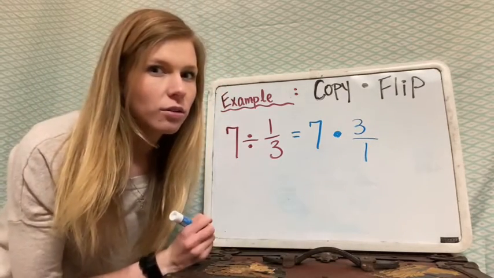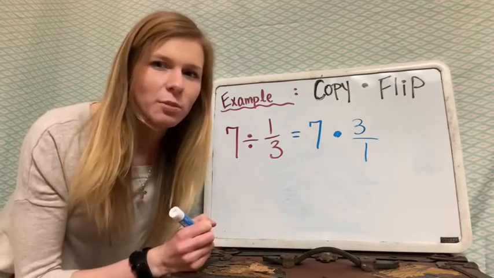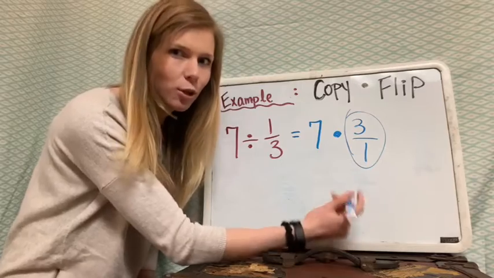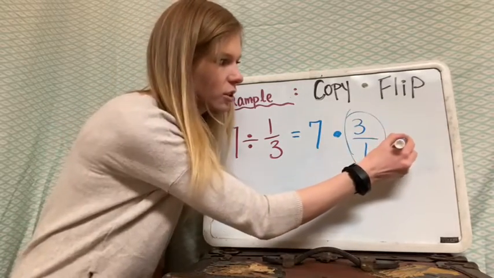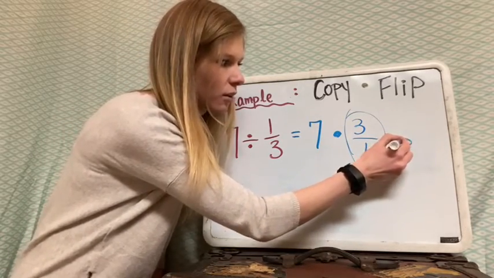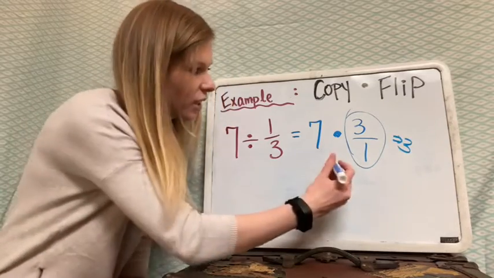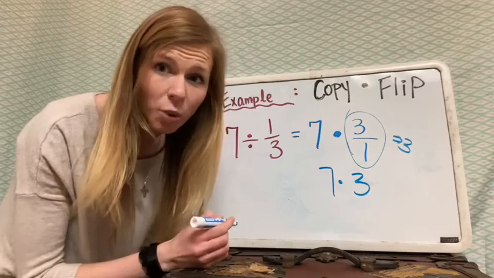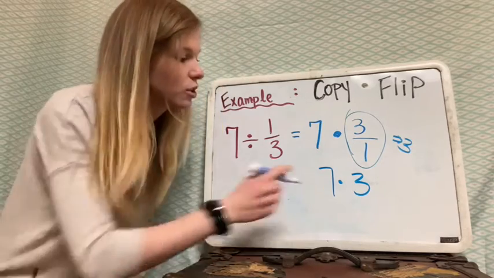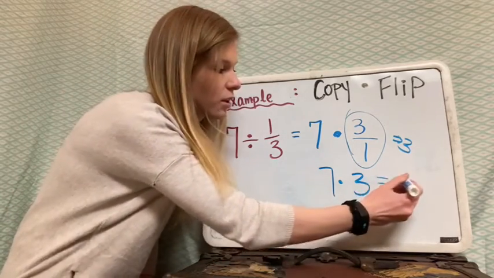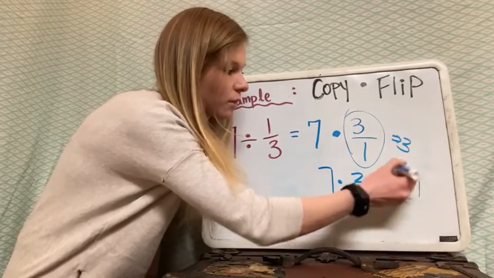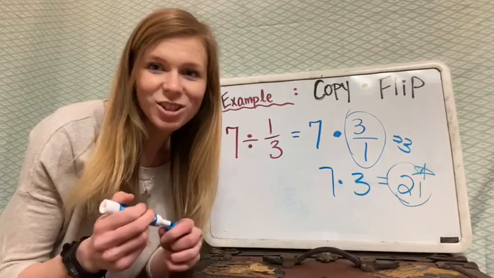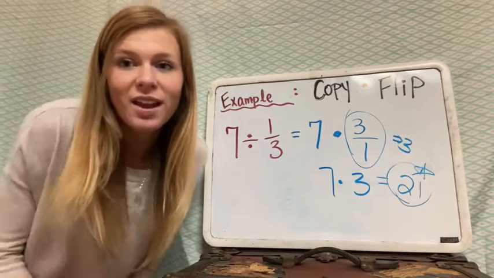Now, what do you know about 3 divided by 1? What do I know about that guy? 3 divided by 1 just equals 3. So really, what I'm saying is 7 times 3 is my new problem. So what you need to do is say 7 times 3 equals 21. And that is your answer. So that is how you take a whole number and divide it by a fraction.